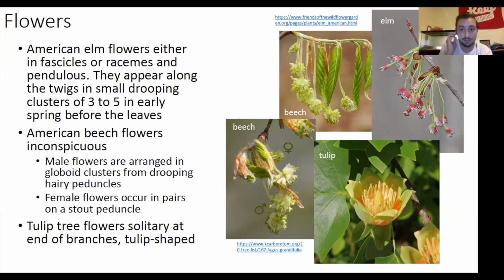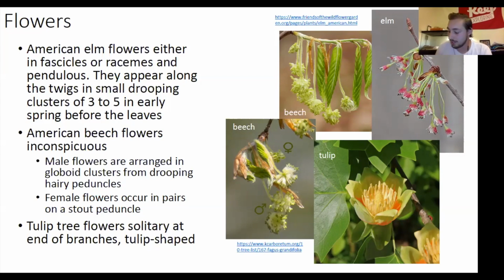American beech flowers are very inconspicuous, and you can see here that they come out of the same bud as our leaves, so they emerge at the same time. Our female flower is up here, and our male flowers are down here, a little bit larger, so you can see the distinction here. So these are all the stamens and anthers with the pollen, and the female flower will form the fruit. Our tulip tree is solitary at the end of branches, so that terminal bud that I mentioned, which was a lot larger than our axillary buds, has that flower, and it is very tulip shaped.